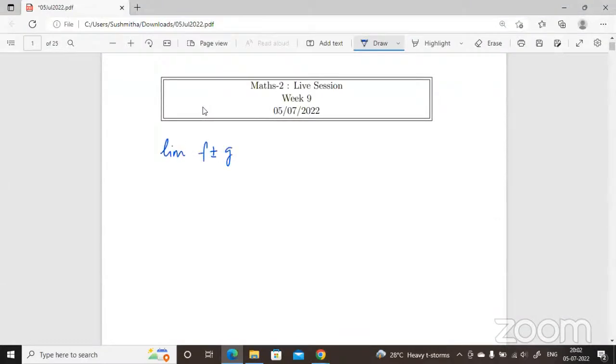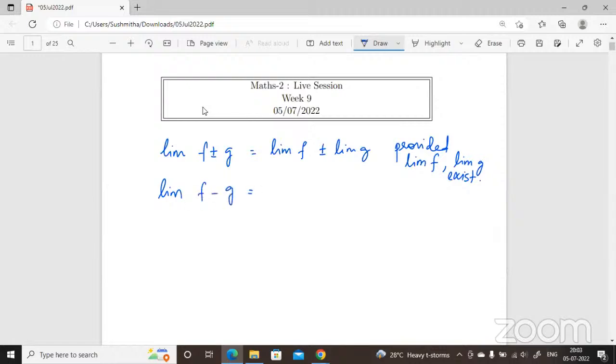Limit of f plus or minus g is equal to limit f plus or minus limit g, provided limit f and limit g exist. Yes, ma'am. First of all, I am checking whether these two limits exist. Only then you can do this. So you cannot tell limit of f minus g is equal to limit f minus limit g if this limit does not exist. You cannot tell that. If this does not exist, you cannot tell this does not exist. In fact, this is not even true.